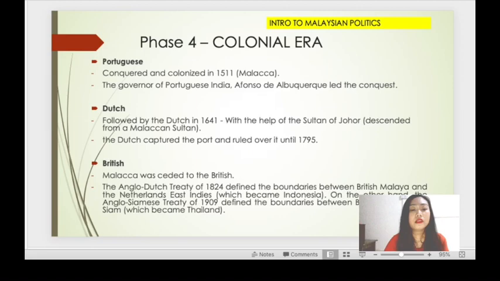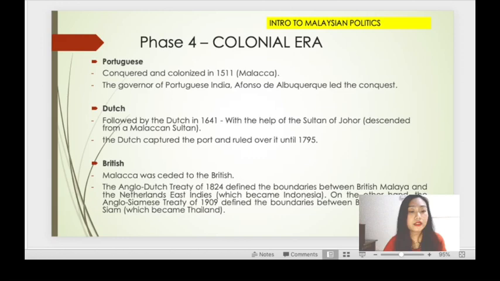Okay, for the British, under the British East India Company, Malacca was developed. They spread their influence all over the area, enforcing control over the trade industry and employing governors to rule each state. The company was eventually replaced by direct administration from the Crown Colony. Okay, the next one.